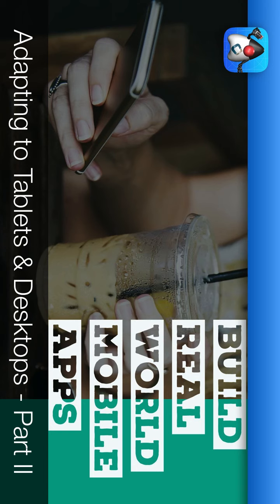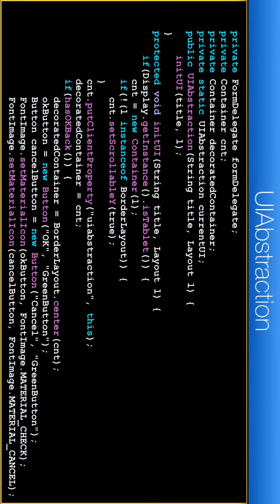In this part, we dig deeper into the UI abstraction class. Moving on, we reach the fields of the class and the start of the UI. Let's step over those. First, we have the form delegate instance. This is only relevant if we are in phone mode and not in tablet mode, where we have a different class in place.